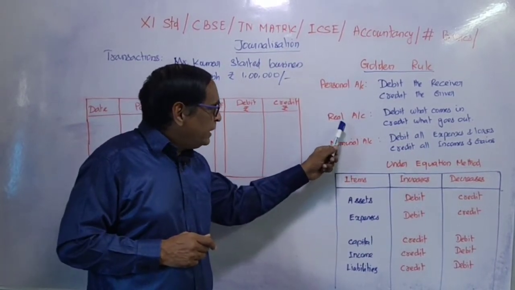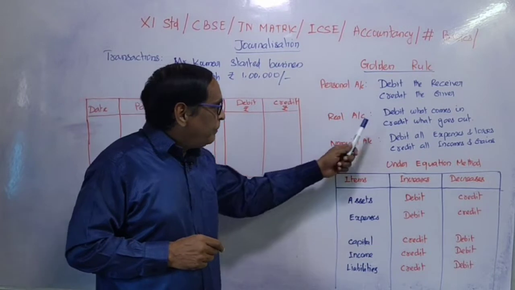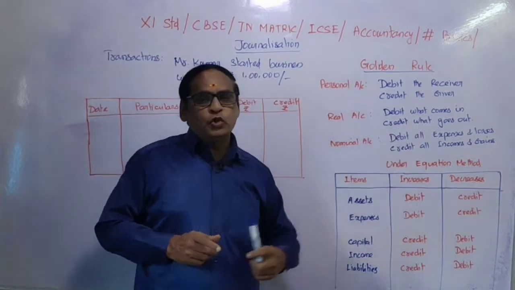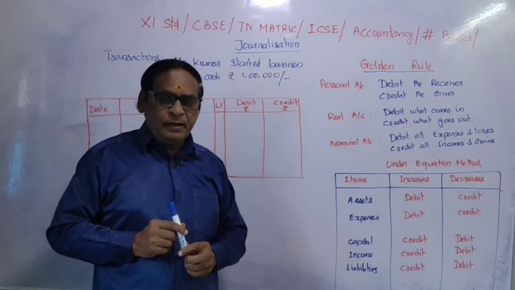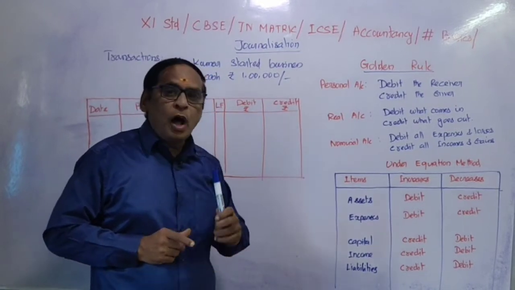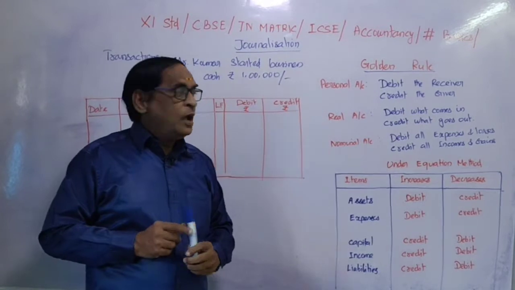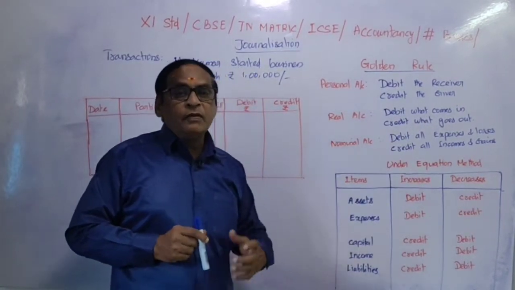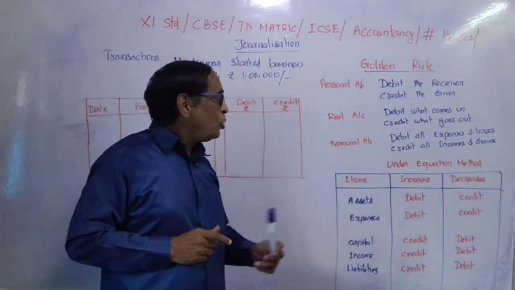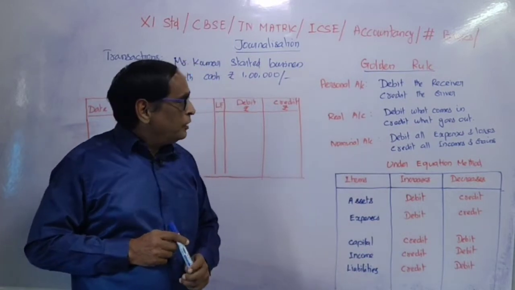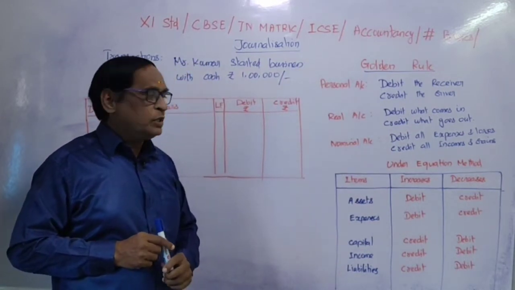And then real account. Particularly, it is dealing with assets. Debit what comes in, credit what goes out. For example, if you purchase a car, the car account should be debited because the car is coming inside. Credit what goes out. Our cash is going out. So, according to real account, debit what comes in, credit what goes out.